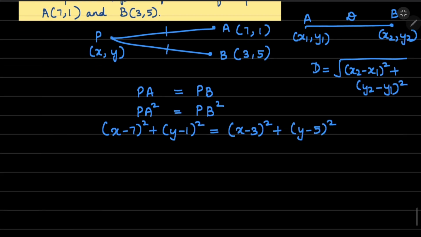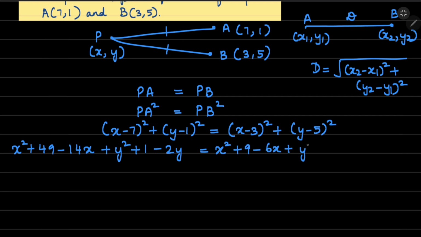Now you can expand it using (a minus b) the whole square. So x square plus 49 minus 14x, that is a square plus b square minus 2ab, plus again a square plus b square minus 2ab, is equal to x square plus 9 minus 6x plus y square plus 25 minus 10y. So this is what you do when you're expanding it. If you have the same terms on either side, you can cancel. x square gets cancelled. y square and y square will get cancelled.